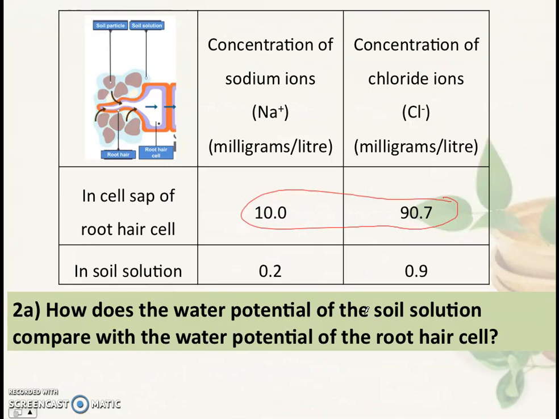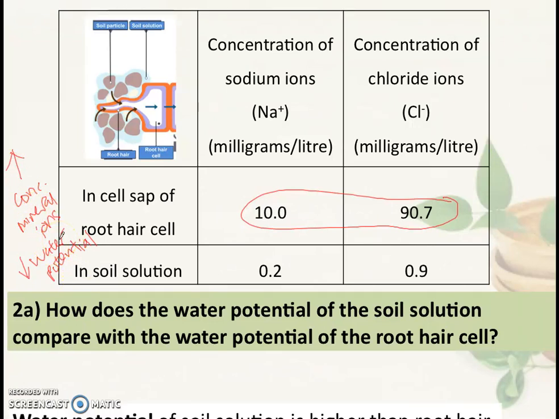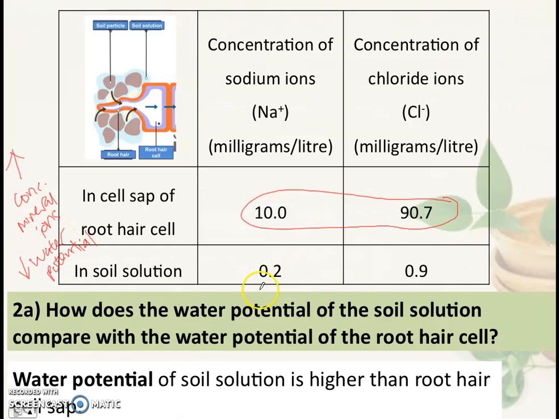Well, hopefully you remembered that the higher the concentration of mineral ions, or anything actually, the higher the concentration of the solute, the lower the water potential. So the two are inversely related. When one goes up, the other comes down. So in this case, the water potential of the soil solution is higher than the water potential of the root hair cell. Right? So low concentration of ions outside, higher water potential in the soil solution outside the root hair cell.